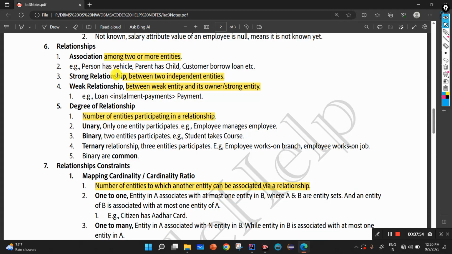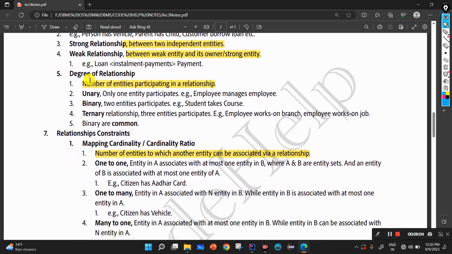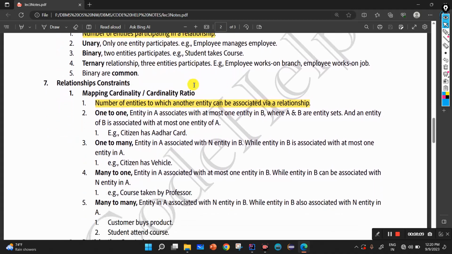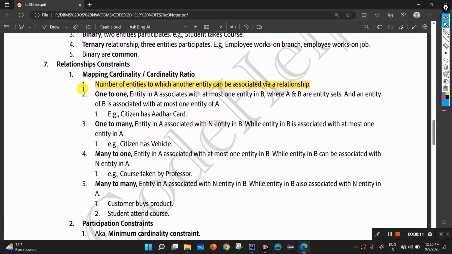Now strong relationship and weak relationship: a weak relationship is between two weak entities, or between one strong entity and a weak entity. Degree of a relationship means the number of entities present in the relationship. Now the most important thing is relationship constraints. Mapping cardinality ratio is the number of entities to which another entity can be associated via a relationship.